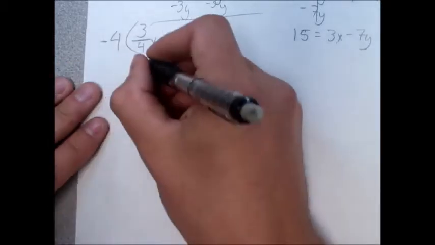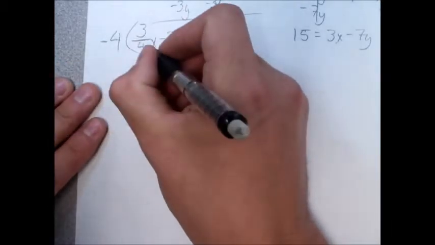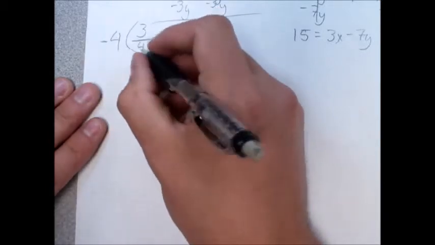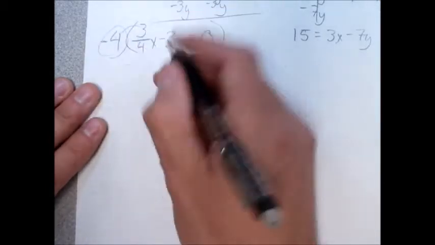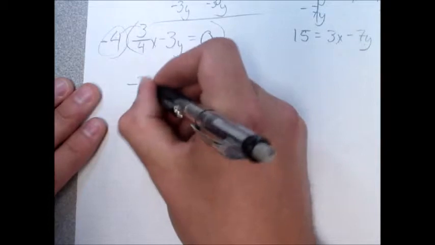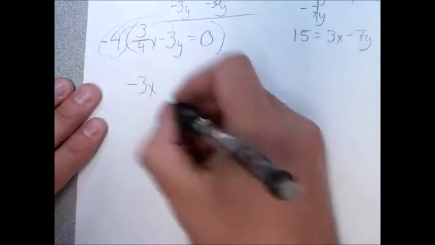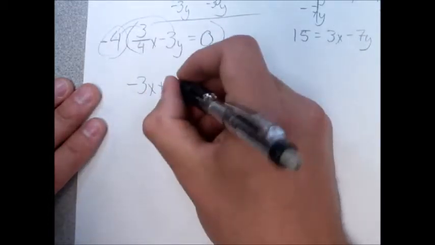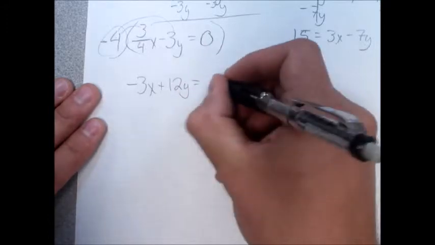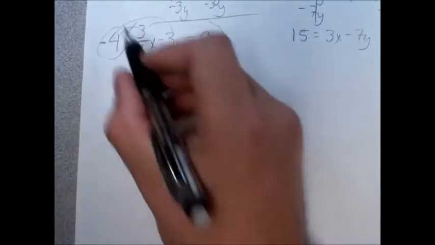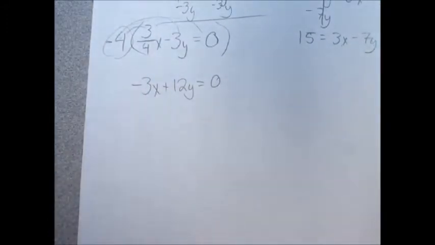So what I'm going to end up with, -4 and 4 will cancel each other out on this little bit, and I will end up with a -3x. Then I have to give my -4 to that guy as well, so it gets a +12y. Is there any confusion on that part? I also distribute it to the 0, but anything times 0 is 0, so it doesn't matter. Any questions on that? Okay.